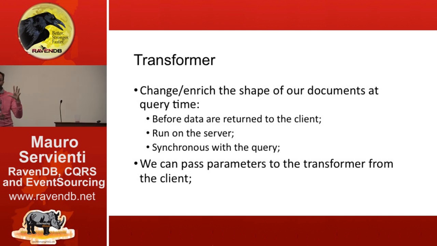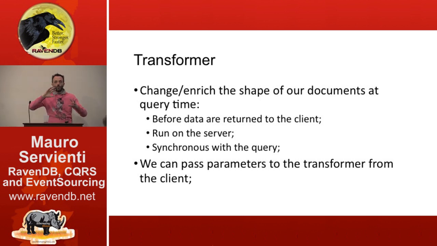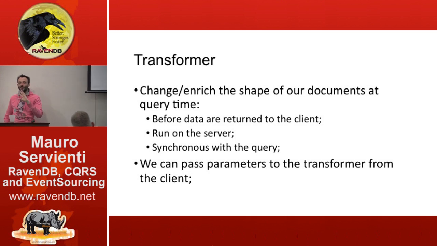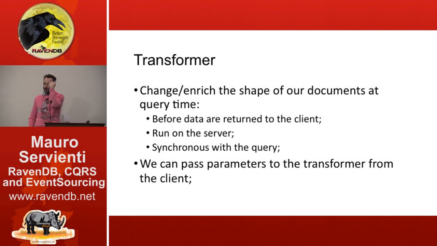So if we have a pretty huge document and we want to output only some properties of the document, we can use a transformer to cut some parts of the document and just return what we need. We can change the shape. And the lovely thing is that we can pass parameters to the transformer in order to drive the behavior of the transformer from the client application. So we can have one transformer that can suit more than one scenario, or that can do something more interesting.